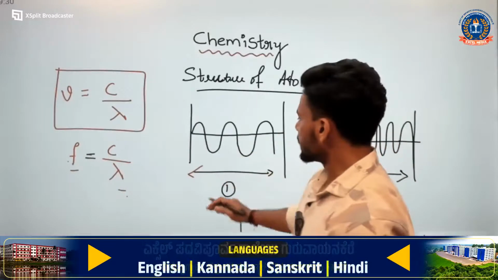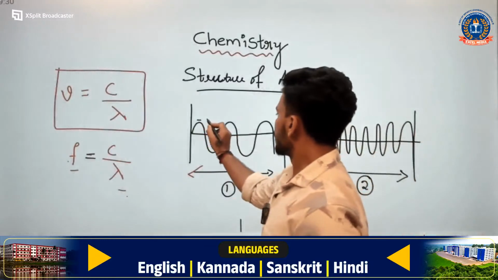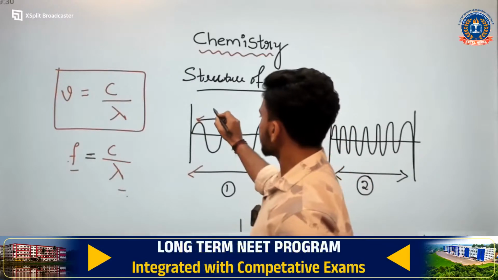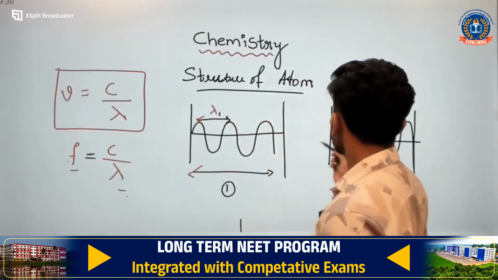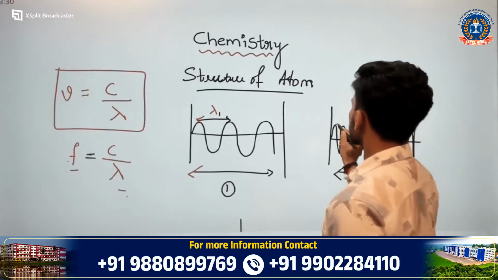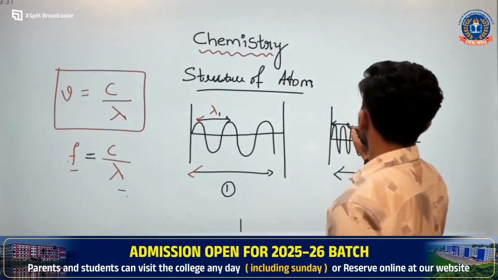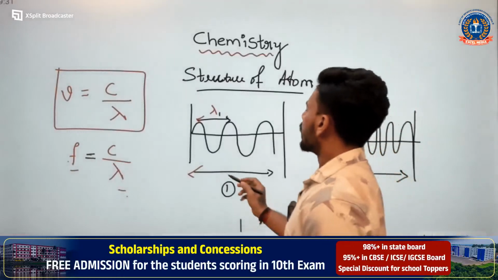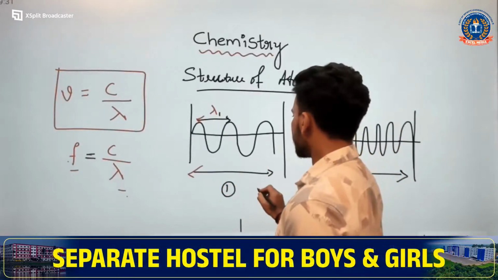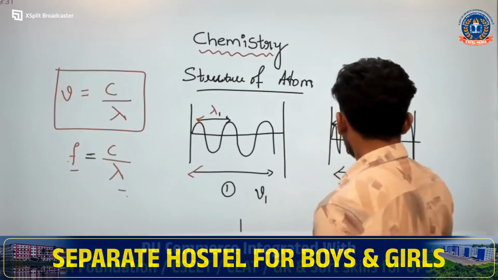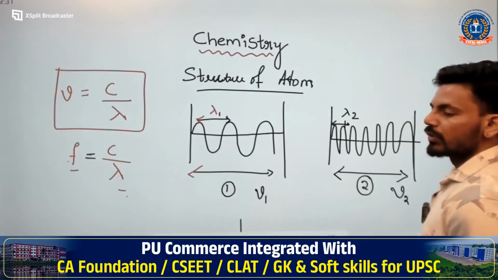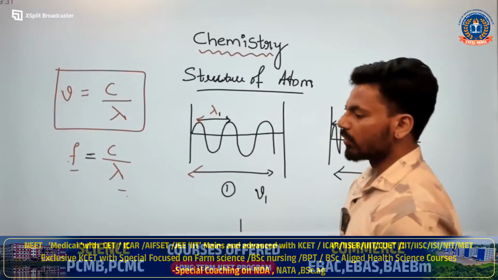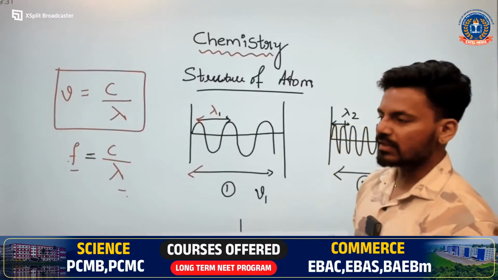Now in the first case, my dear students, what is the length? The wavelength. I will take it as lambda 1, and here it is lambda 2. Lambda 1 and lambda 2 are the wavelengths. Here the number of waves, the frequency, I will take as nu 1, and here the frequency is nu 2. In the first case the length of the wave is more, correct? Here the length of the wave is less.